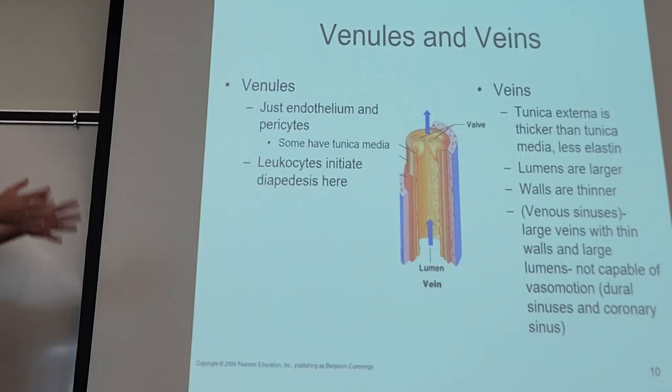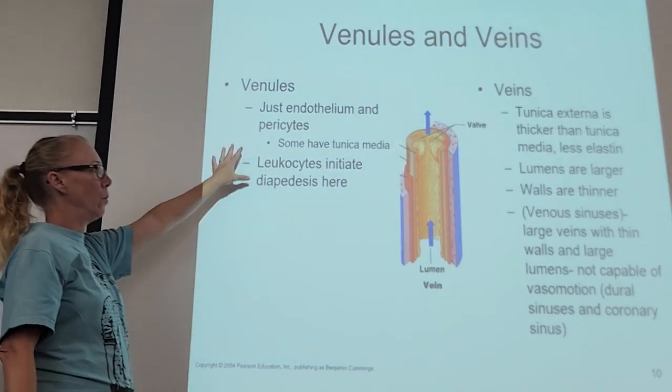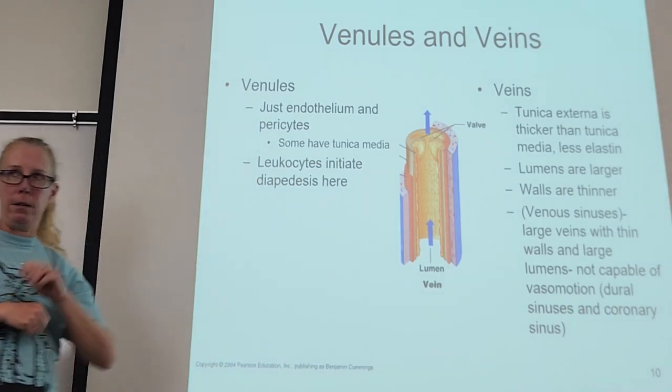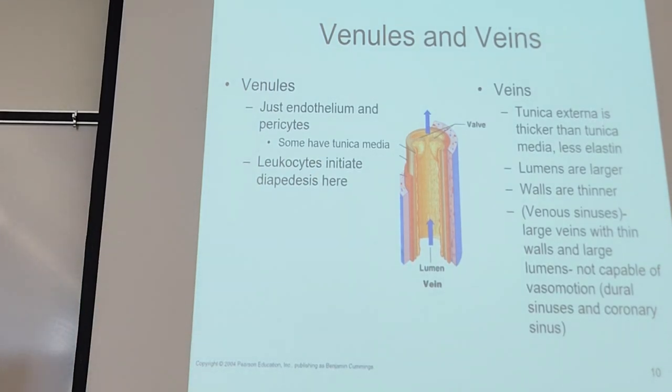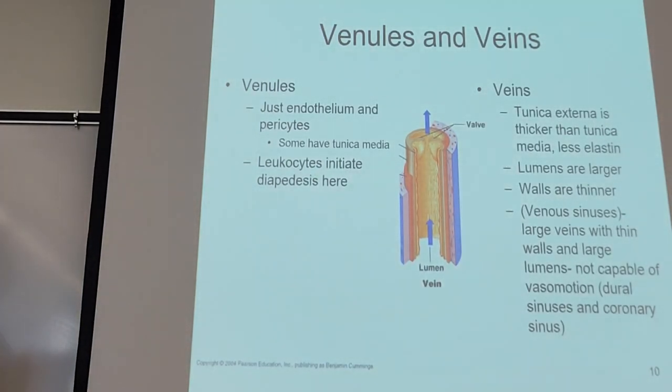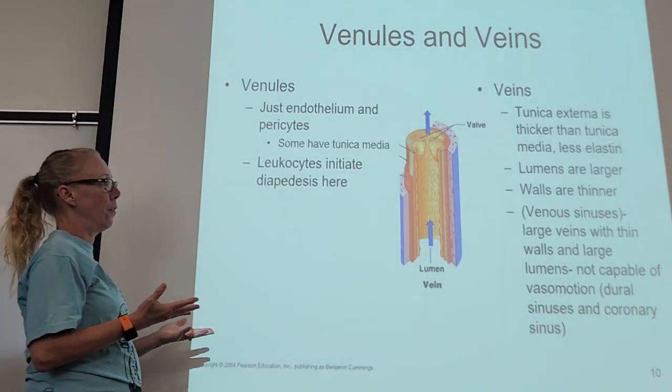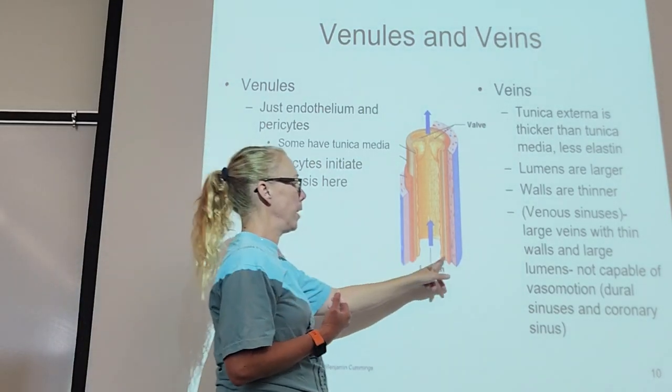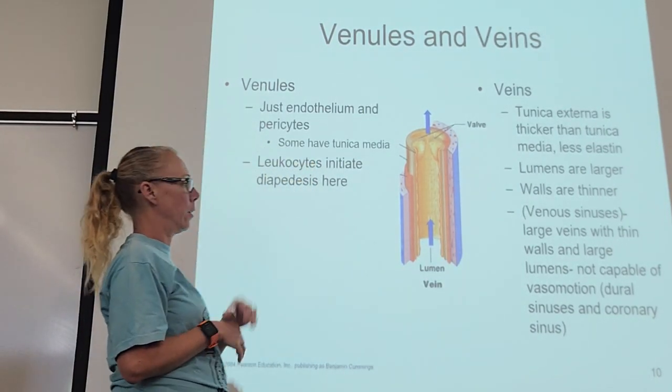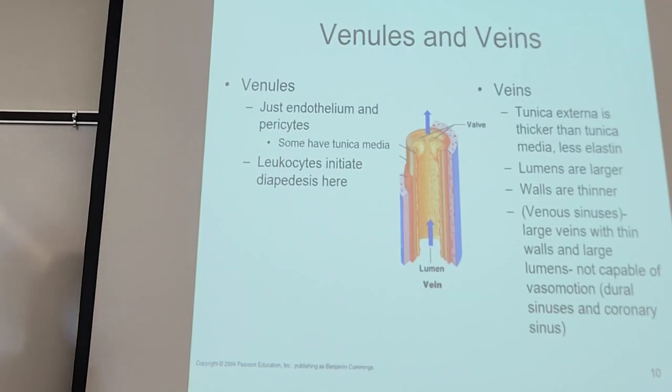Okay, so we're leaving a capillary, and then we enter what are called venules, small veins. Okay, small veins. So again, veins are going to have the same three tunics, but veins are going to have a much thinner tunica media. Okay, they're not under pressure like arteries are.